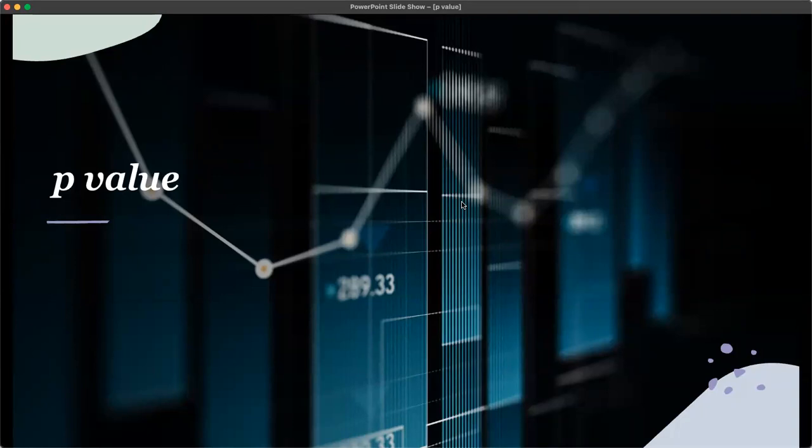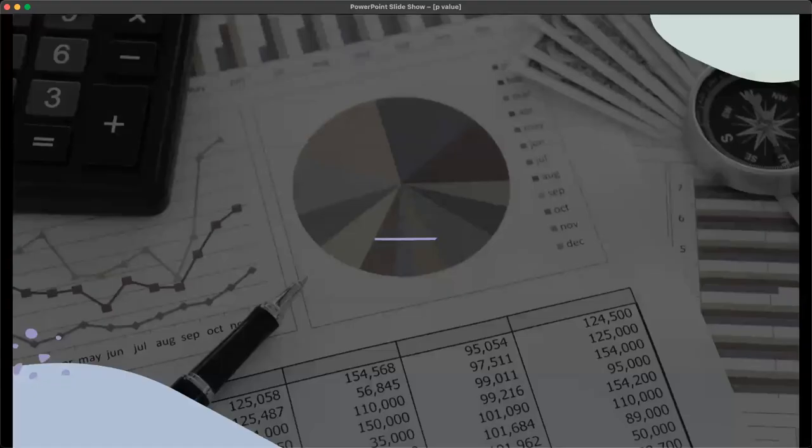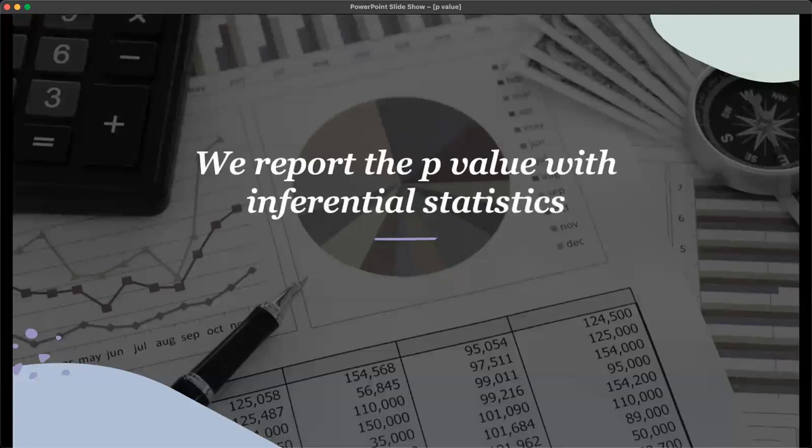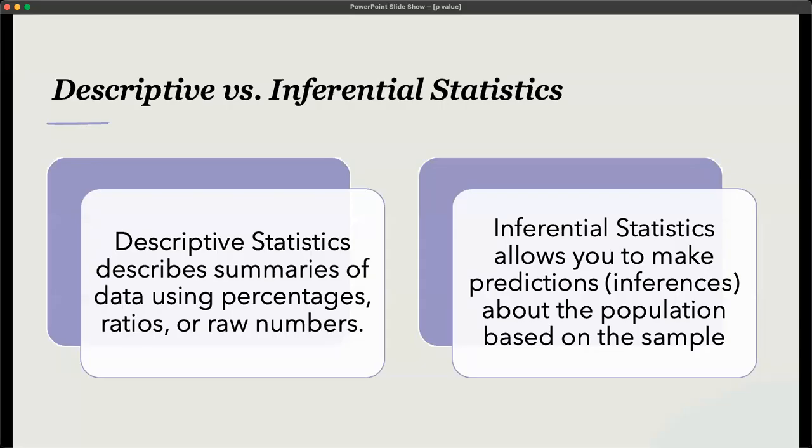Today we're going to look at the p-value. What exactly is the p-value? We're going to see the p-value with inferential statistics. Anytime we're using inferential statistics, we will get a p-value at the end. So what does this mean?